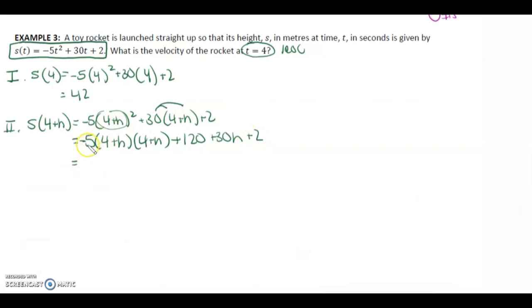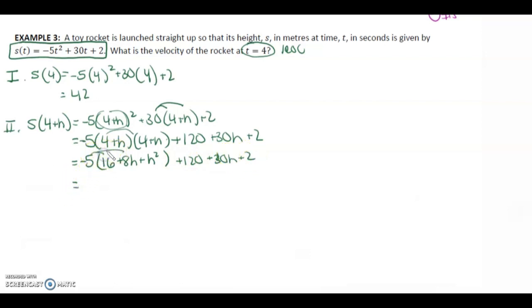And now we have 3 terms multiplied by one another. So I'm going to bring down the negative 5, and I'm going to FOIL what's in the brackets. So 4 times 4 is 16. We're going to get 4h and 4h, which is 8h. And then we're going to get h squared here. H times h is h squared. Okay, bring down the 120, bring down the 30h, and bring down the 2.